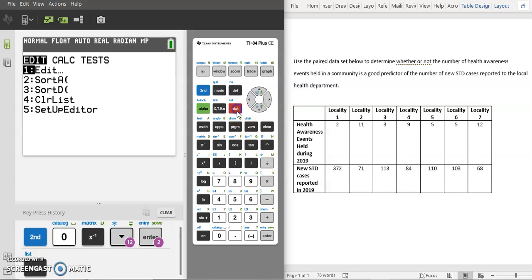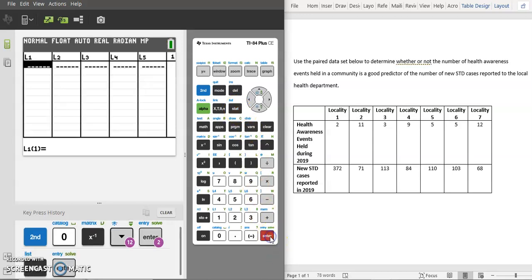Next thing we're going to do is put in the data sets for our correlation coefficient. So we're going to go to stat, enter, and your independent variable is going to go in L1, your dependent variable is going to go in L2. So health awareness events is going to be my L1, new STD cases reported is going to be my L2. So I'm going to enter the data here.